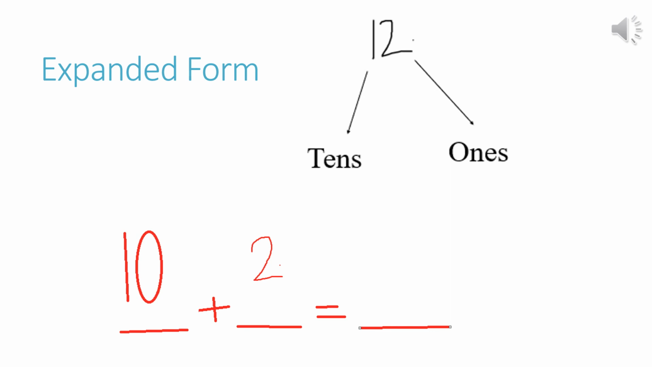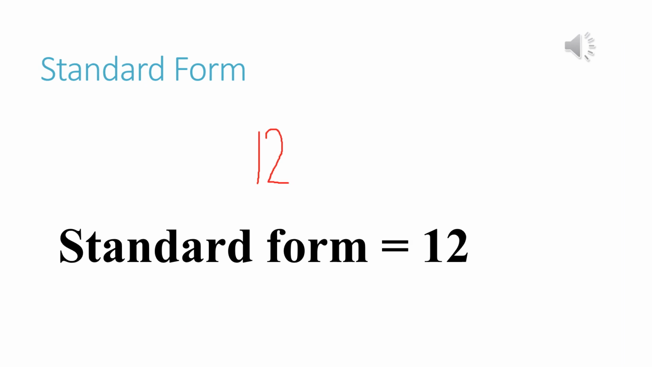To find the second number, you are going to be looking at your ones. So for my example, number 12, I could tell that I have two ones. So my second number will be 2. Standard form means the number in total. So the whole number. So if I'm looking at my number 12 and I want to find the standard form, my standard form will be 12. So I could say that 12 is 12.